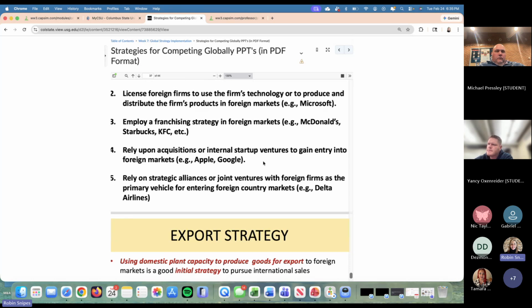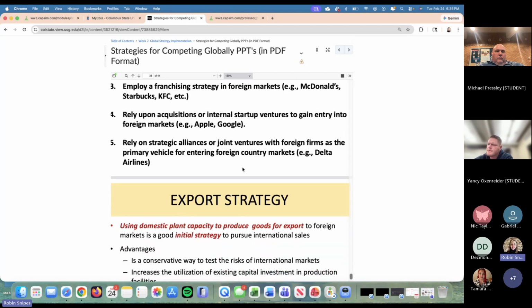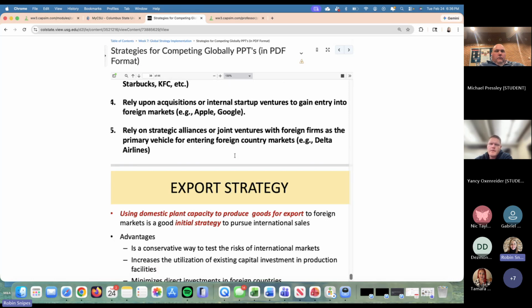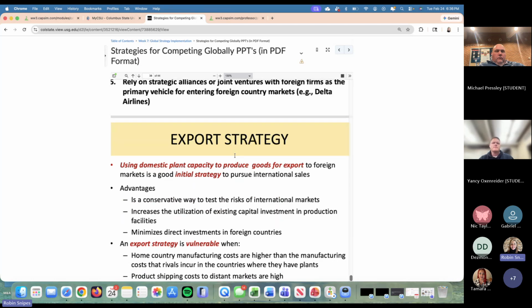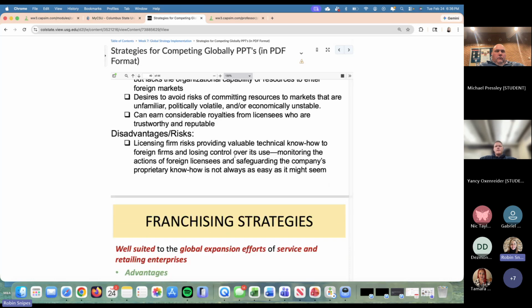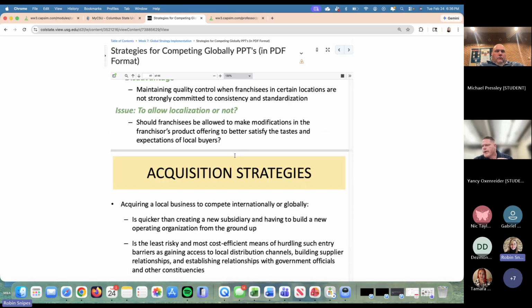Acquisitions and ventures, we know Apple and Google do a lot of that, or strategic alliances or joint ventures. You see Delta Airlines has strategic alliances with other airlines all over the world as well. So part of how they increase their distribution or their routes around the world is by developing strategic partners, Air France, for example, is one of them. And they have a bunch of them now. So those are the different ways that you can develop your international presence. And we go through each one of these in more detail.